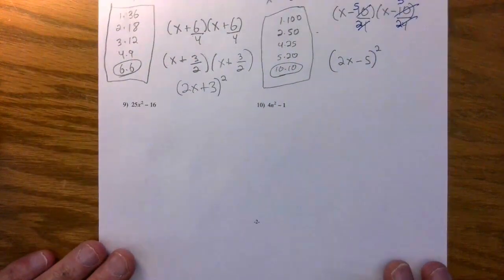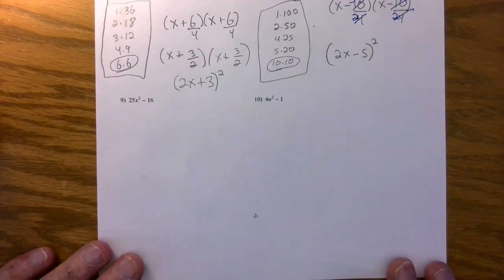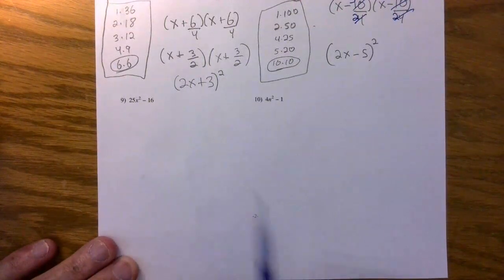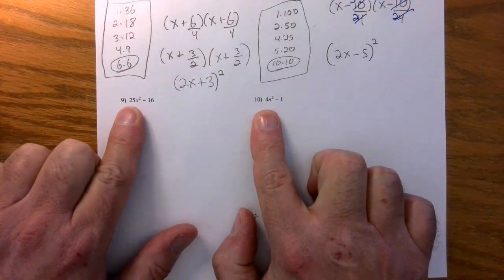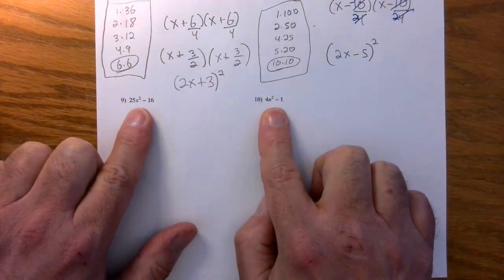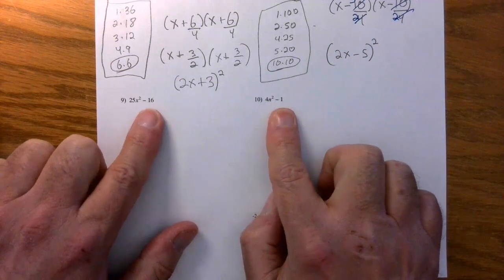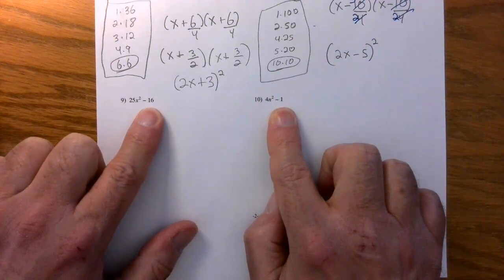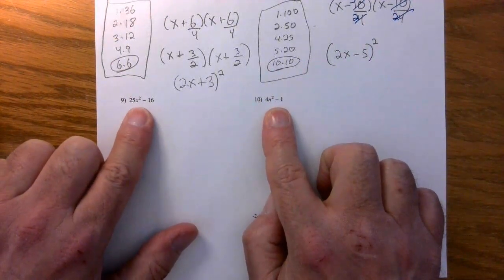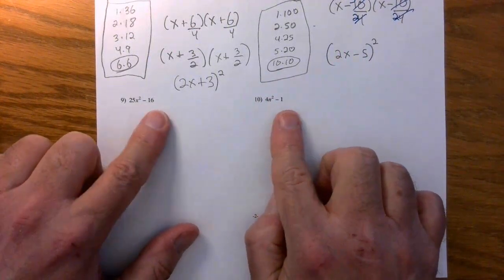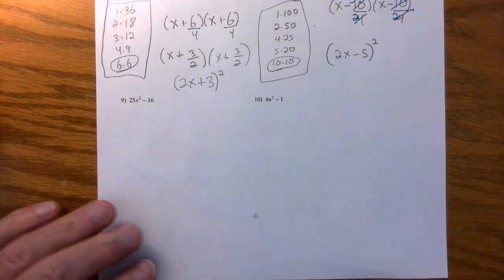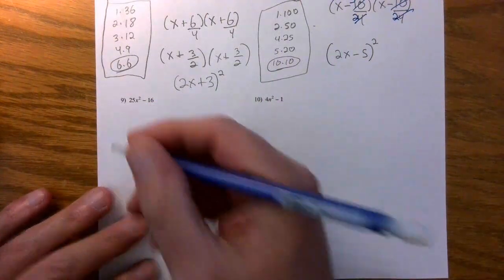All right, the last 2 are a little different. I need you to recognize them. They're the difference between 2 squares. They're both quadratics, but there's no middle term. Just the constant term at the end. You're subtracting. And they're both perfect squares. Just do it like this.